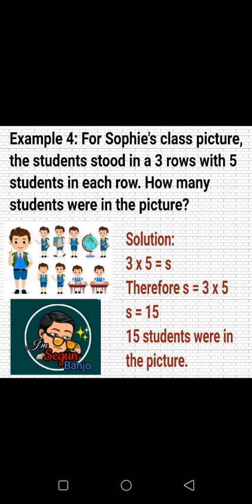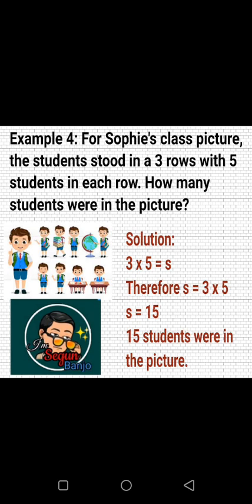The solution now. 3 times 5. How come about this? We were told that the students stood in 3 rows. That is 3 times with 5 students in each row. That means times 5. How many students were in the picture? We don't know. So let's use S to represent that. So we say 3 times 5 equals S, or S equals 3 times 5. Then 3 times 5 will give us 15. So how many students were in the picture? It means we have 15 students in the picture.